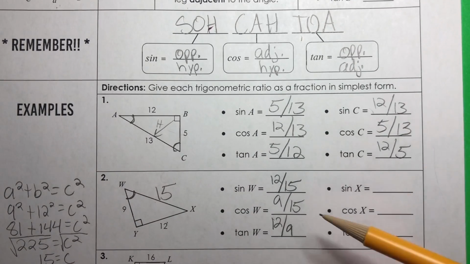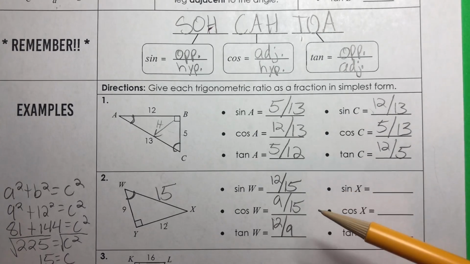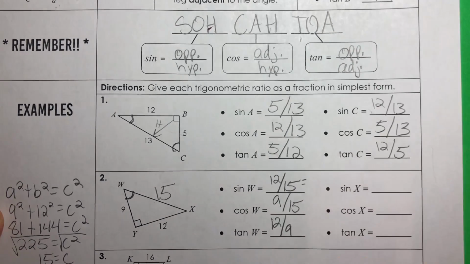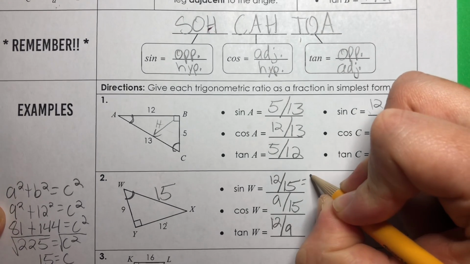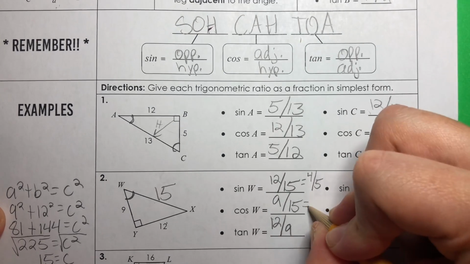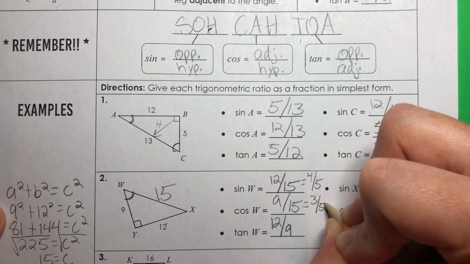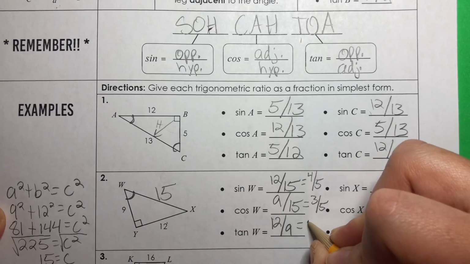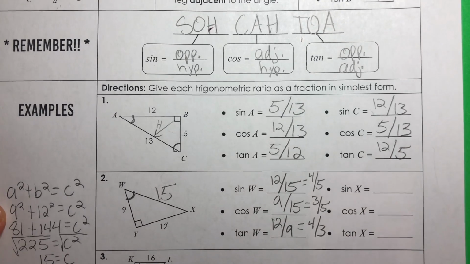Okay, now one thing I haven't done, which I'm going to do all at once now, is simplify these ratios. So if we simplify 12 over 15, we get 4 over 5. 9 over 15 is 3 over 5. And 12 over 9 is 4 over 3.